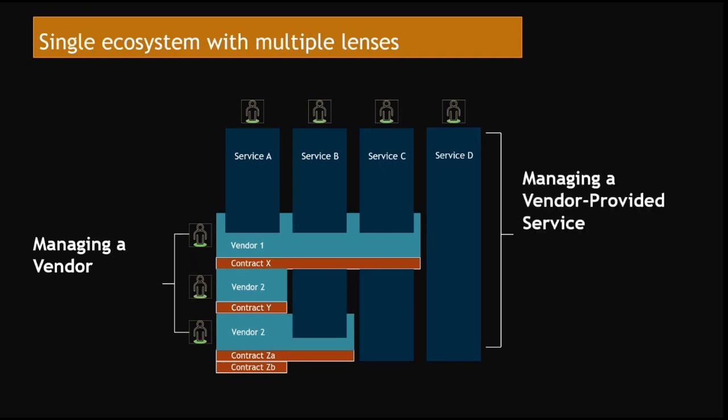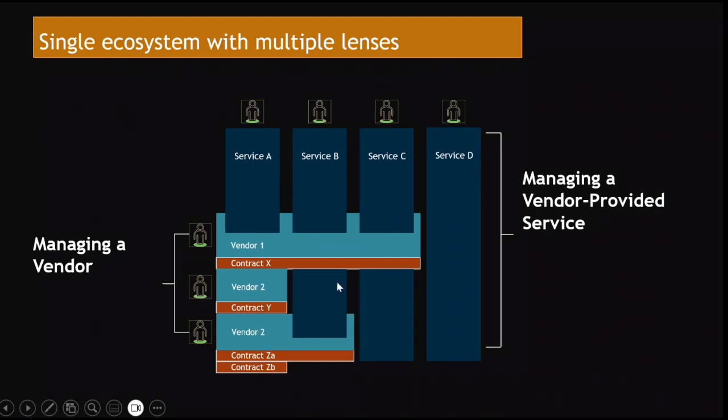And the second lens is managing a vendor-provided service. You can see the services provided by vendor one: service A, service B, and service C. Vendor two provides only service A, and vendor three provides only service B.